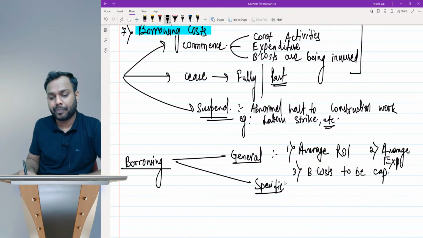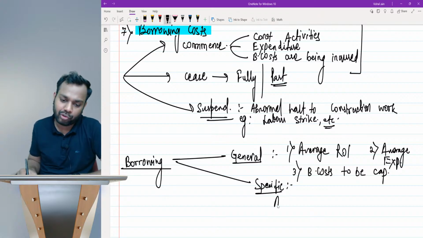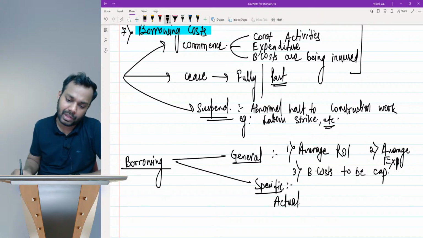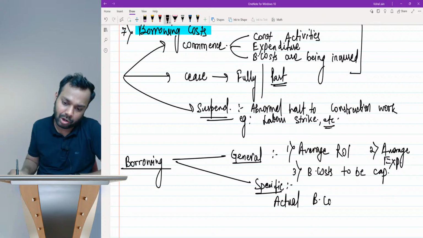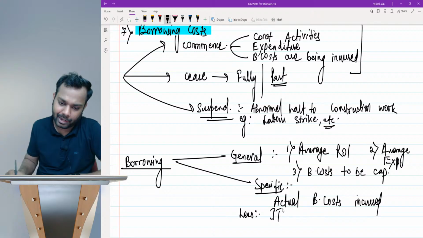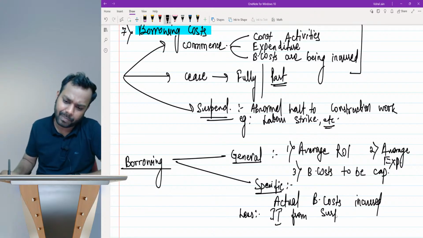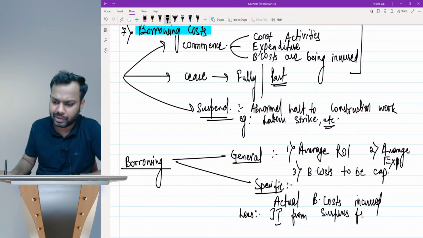Now, specific borrowings: actual borrowing costs incurred, less investment income from surplus funds. Why surplus funds? I'll explain the reason for that.